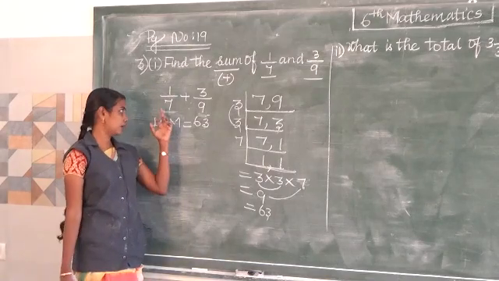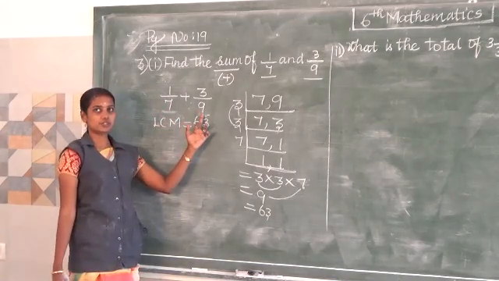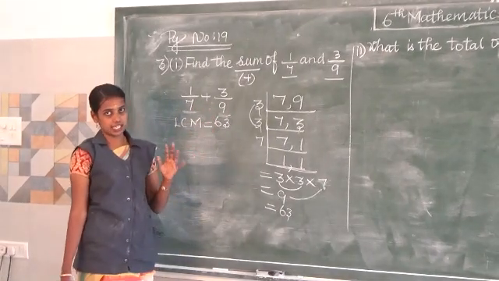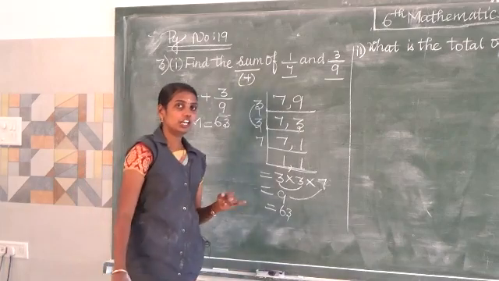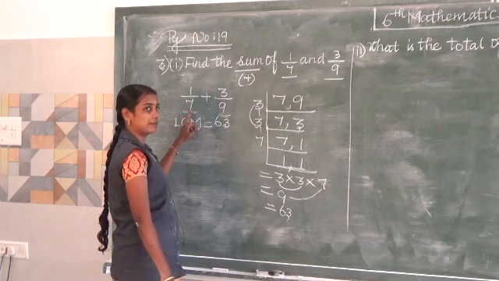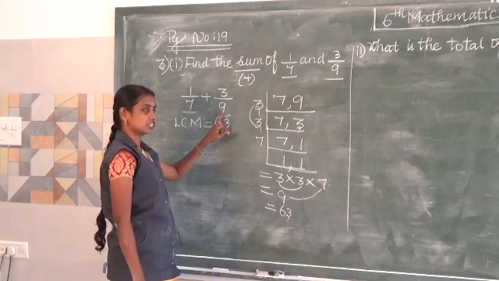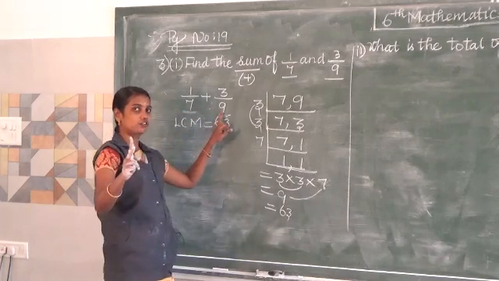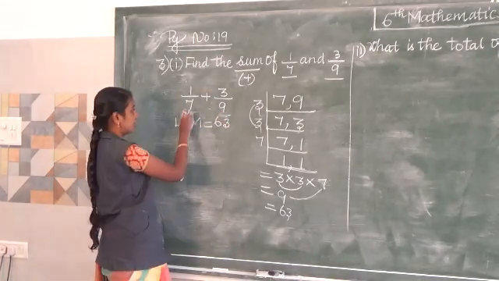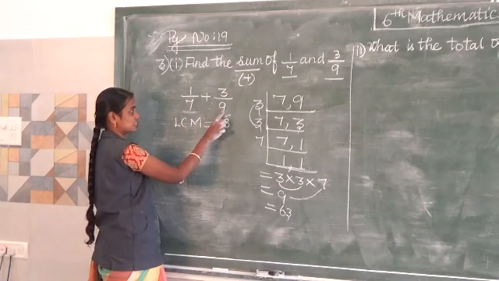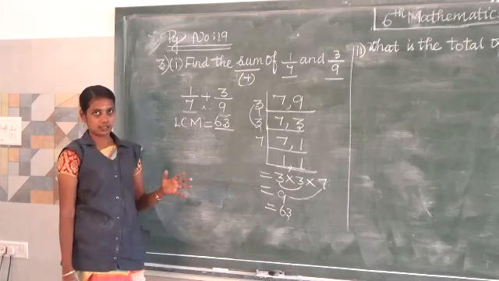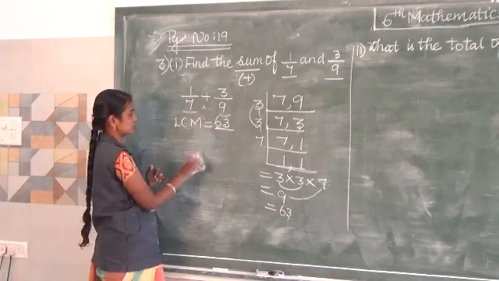Here I tell you one clue, listen to me. When you have one prime number and one composite number, you can multiply directly and say that is the LCM. We know that 7 is a prime number, 9 is a composite number. Prime number means it has only 2 factors. Composite number means more than 2 factors. Whenever you have one prime number and one composite number, you can multiply directly and say that is the LCM. So LCM is 63.